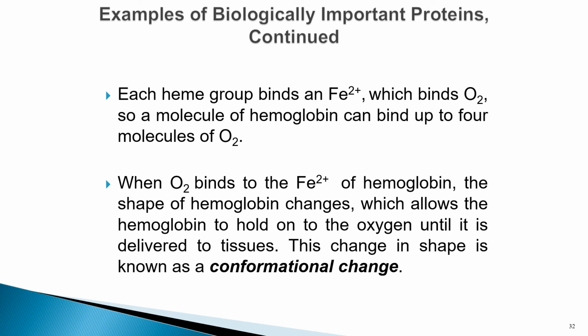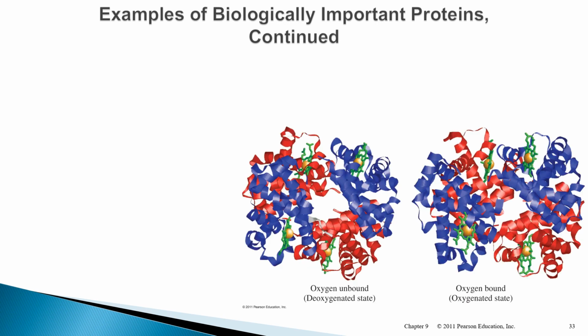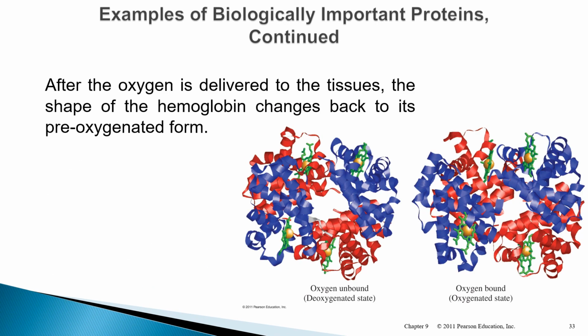This type of change in shape is called a conformational change. After the oxygen is delivered to the tissue, the shape of hemoglobin changes back to its pre-oxygenated form. Here you can see on the screen, this is the deoxygenated state and this is the oxygenated state of hemoglobin.